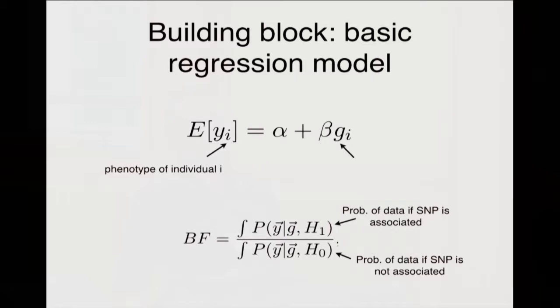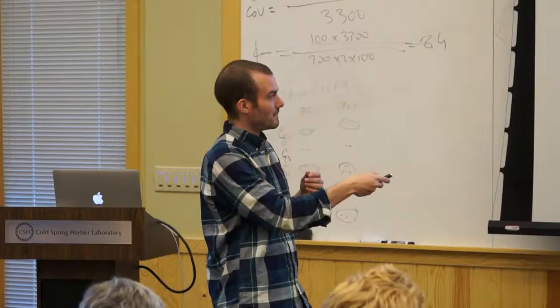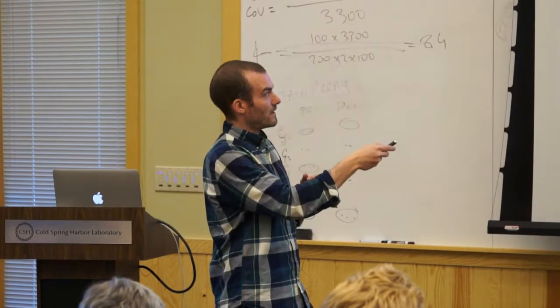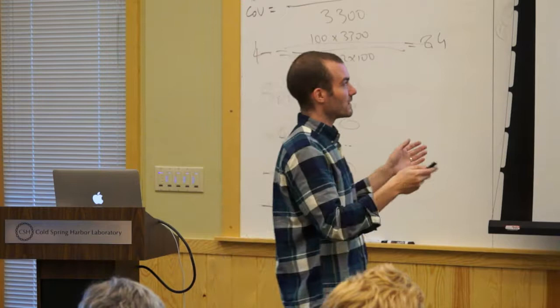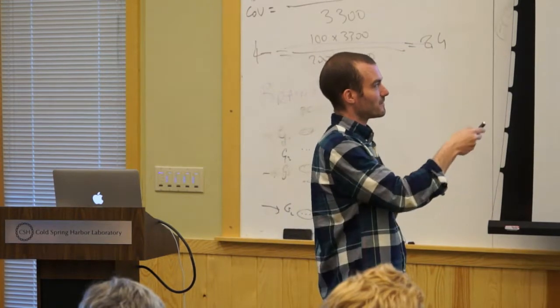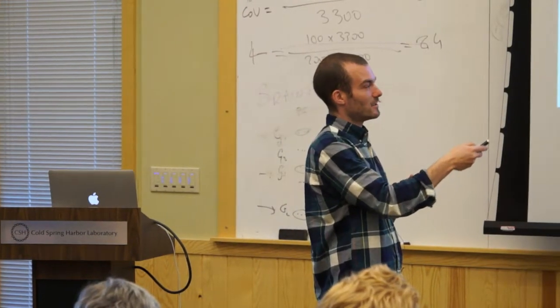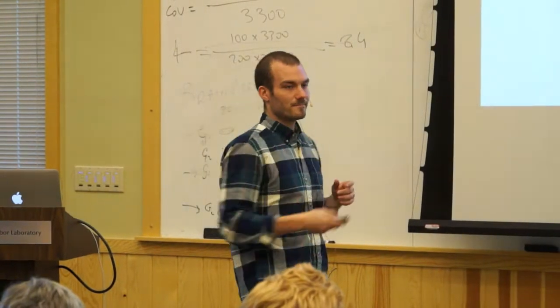I'm not going to calculate a p-value. I'm going to calculate a Bayes factor, which is slightly different, which is the probability of the phenotype data given the genotype data if the SNP is associated, divided by the probability of the phenotype data given the genotype data if it's not associated. So it's just a ratio of these two probabilities, and I'm integrating out beta and alpha. So I don't really care about beta and alpha. I just want to know what's the probability of the data if this is not 0 versus the probability of the data if this is 0.